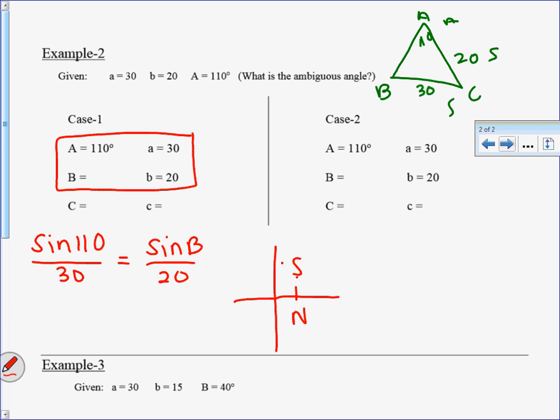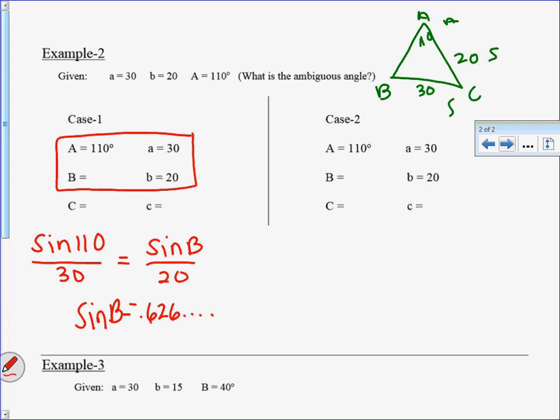And remember, inverse sine lives between 90 and negative 90, so you can never get an obtuse angle. This first one will always be acute, and then for the second one you can find the obtuse angle by subtracting from 180. So when I cross multiply here, I get sine 110 times 20 divided by 30. So I get sine B equals 0.626 something.